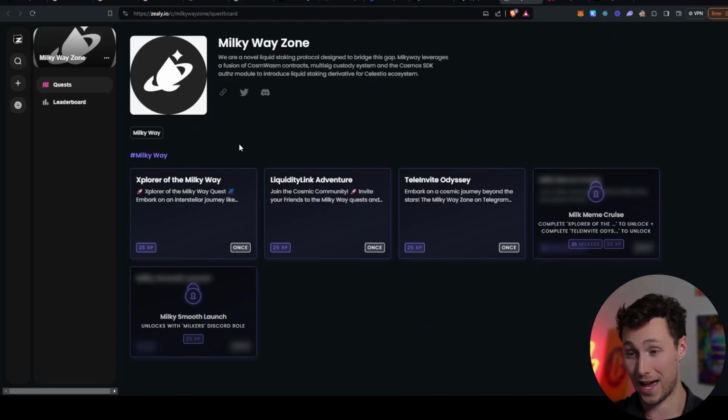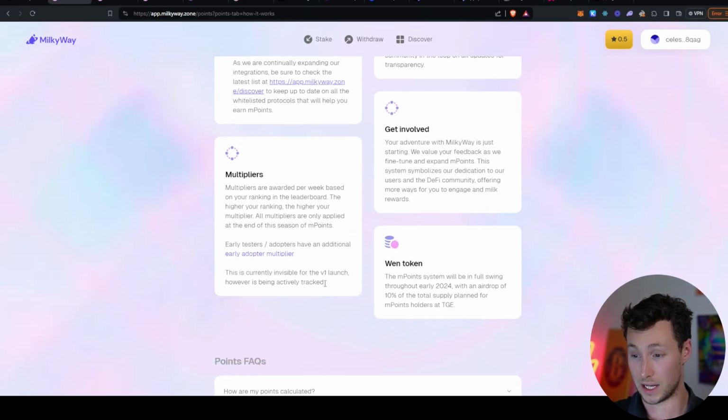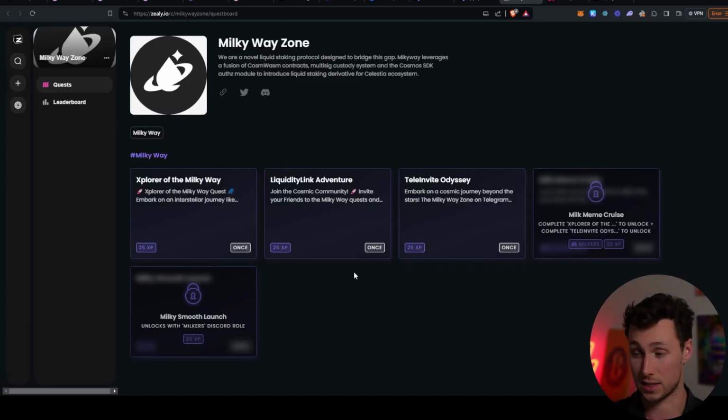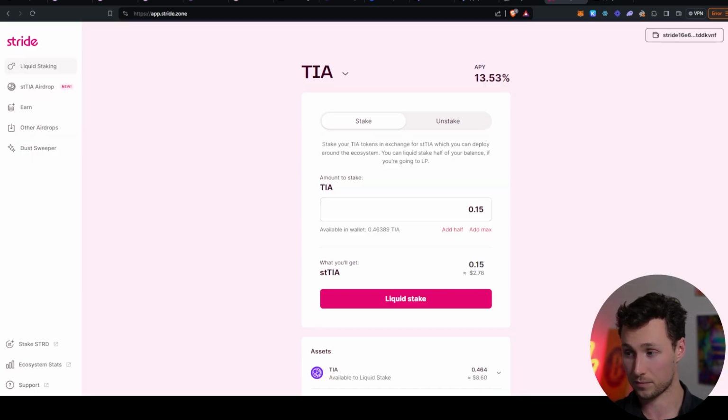Additionally, I would note that MilkyWay has a Zealy quest, and they note here that in the future they may provide boosted rewards for people who participate in their Zealy quest. So if you've got some time on your hands, you can do that as well to boost your rewards.